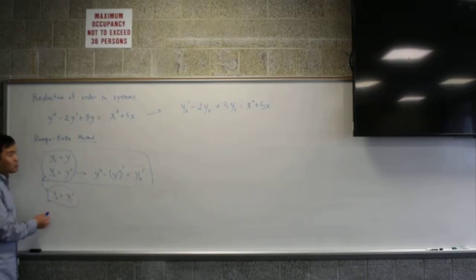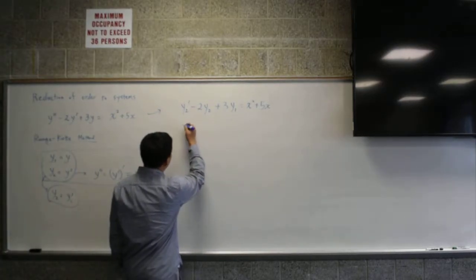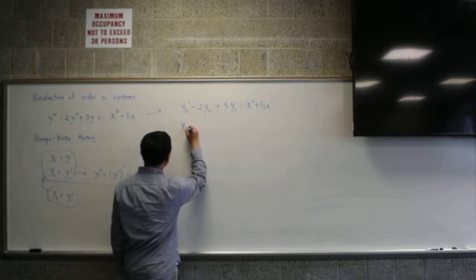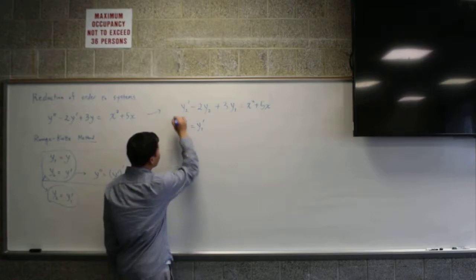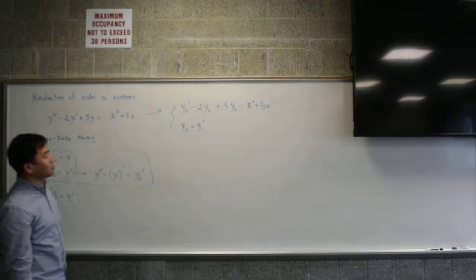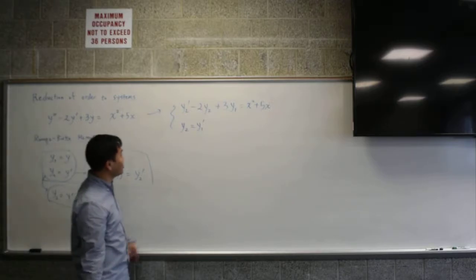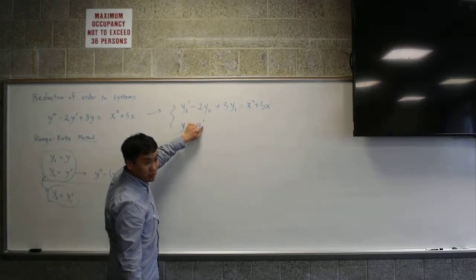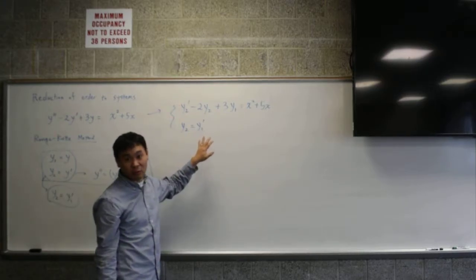Okay. So this will always be added into the equation that you have. So let's write it down. y2 equals y1 prime. And now you have a system of first order differential equations. See, I only see one derivative each. So these are first order differential equations at the cost of having two functions rather than one.